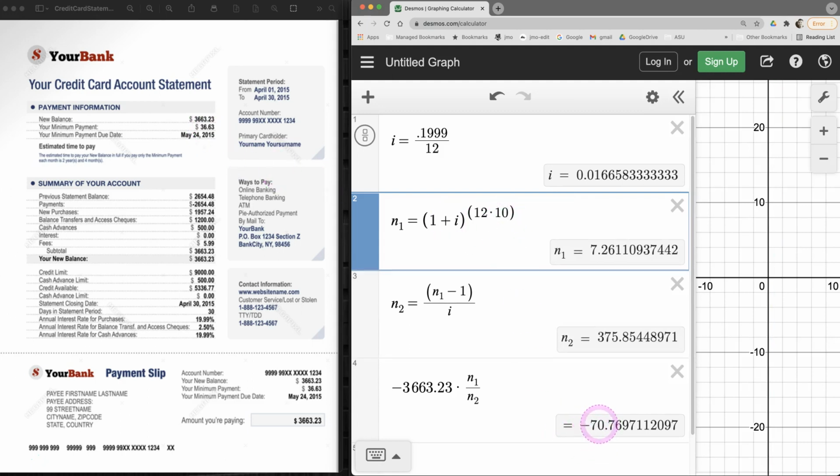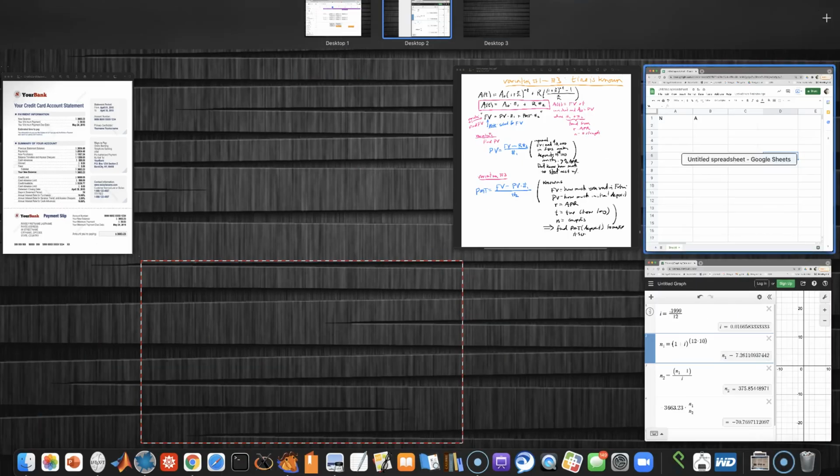Then we would have to pay $70 a month. Okay, let's double check these numbers and then try to put that $36.63 into context. So let's make this assumption that we're going to try to pay this card off with $70 payments a month. Okay, let's see if this number is making sense.